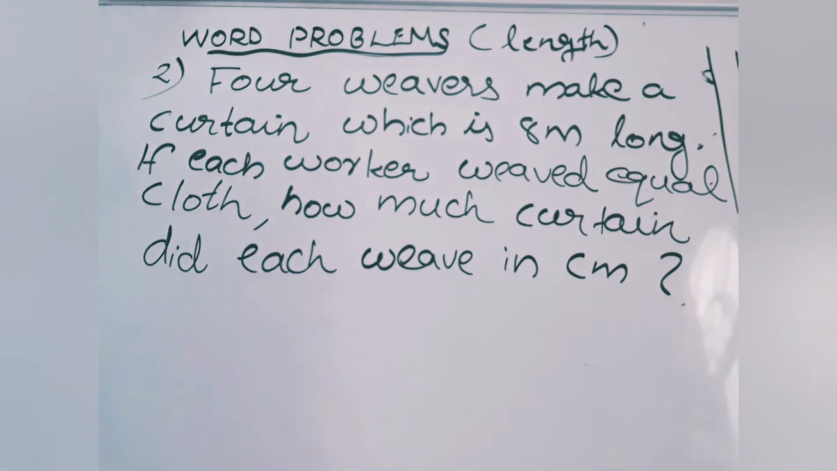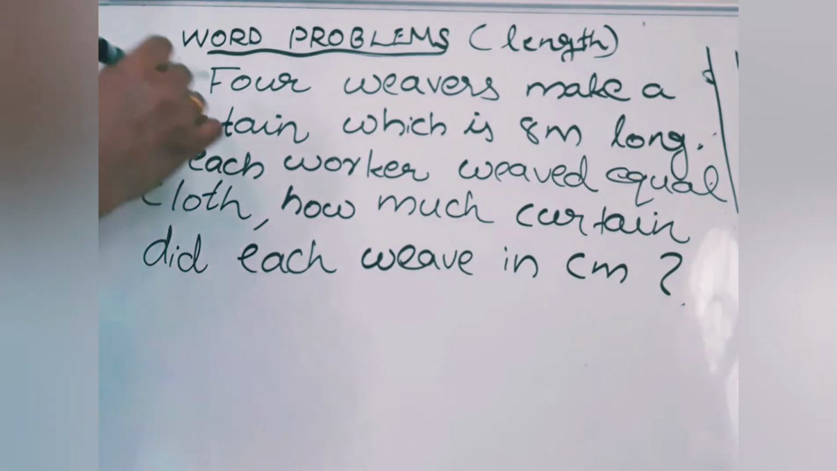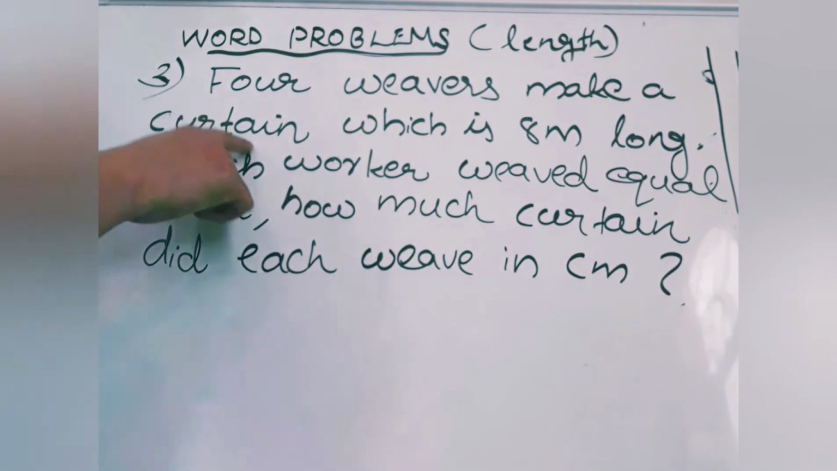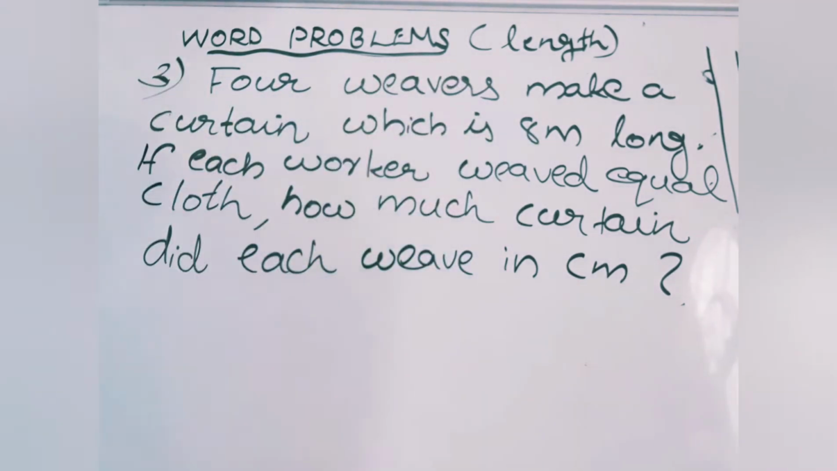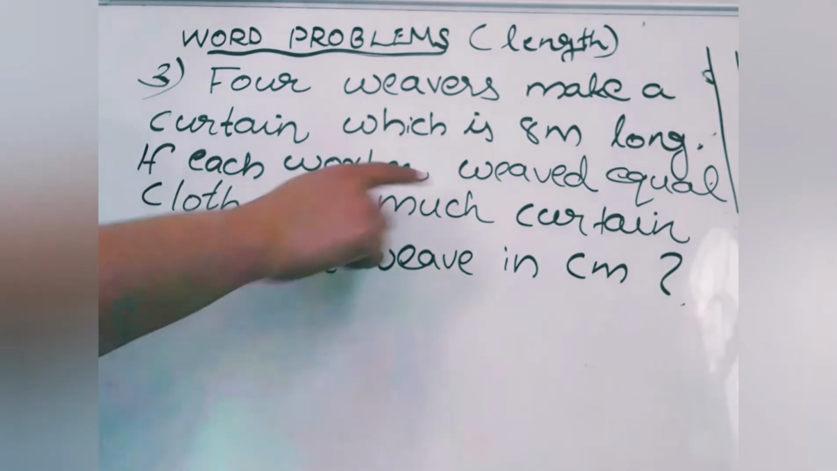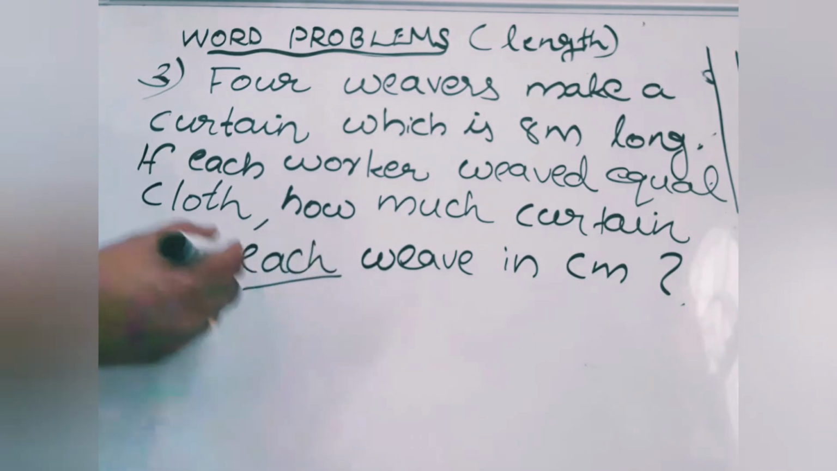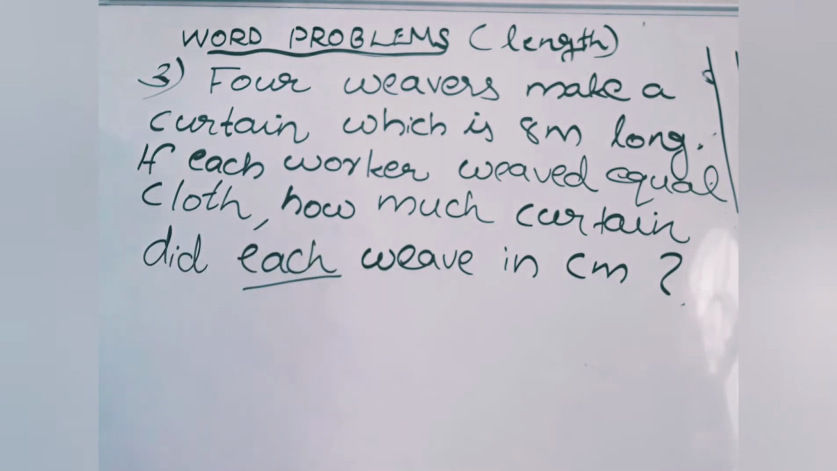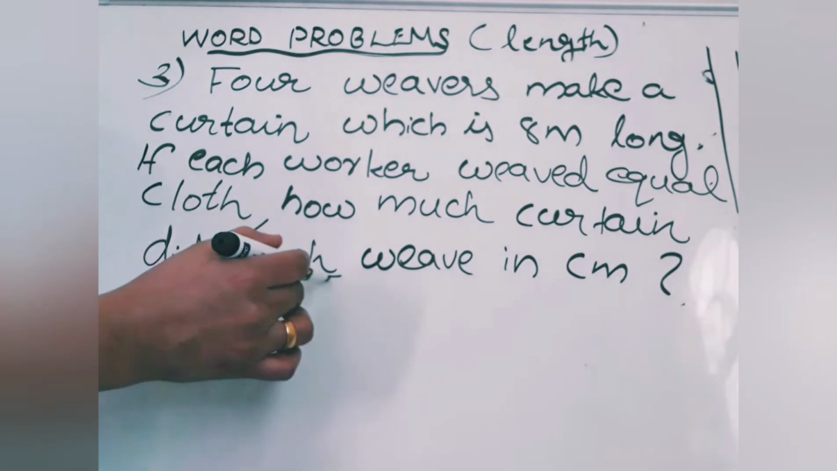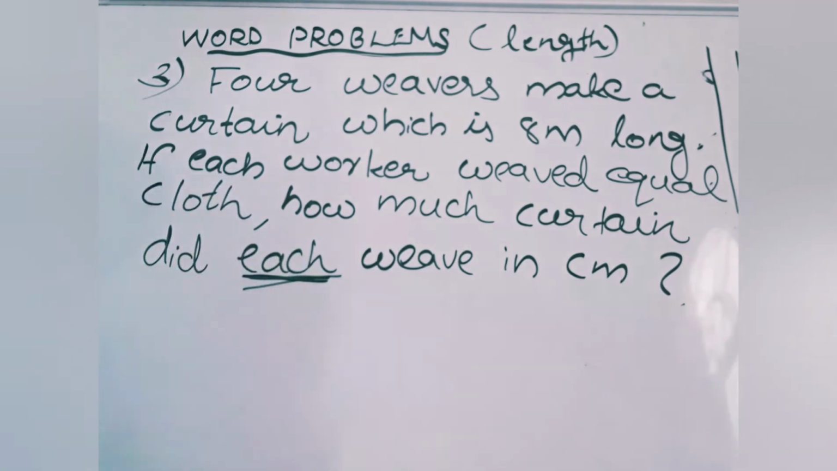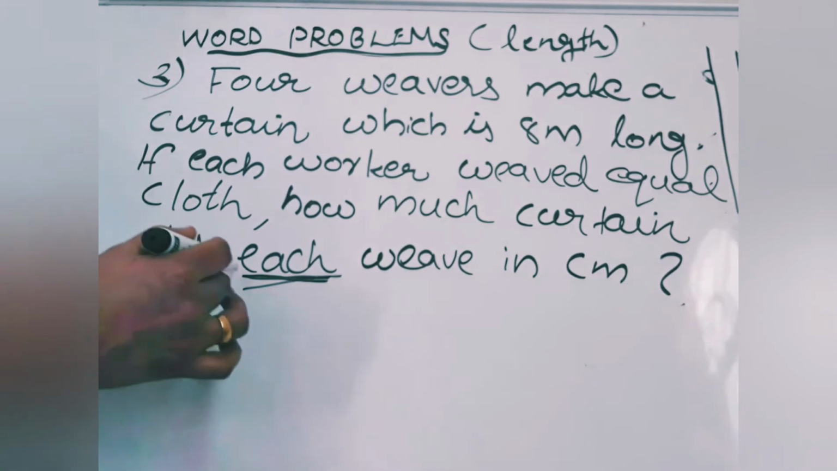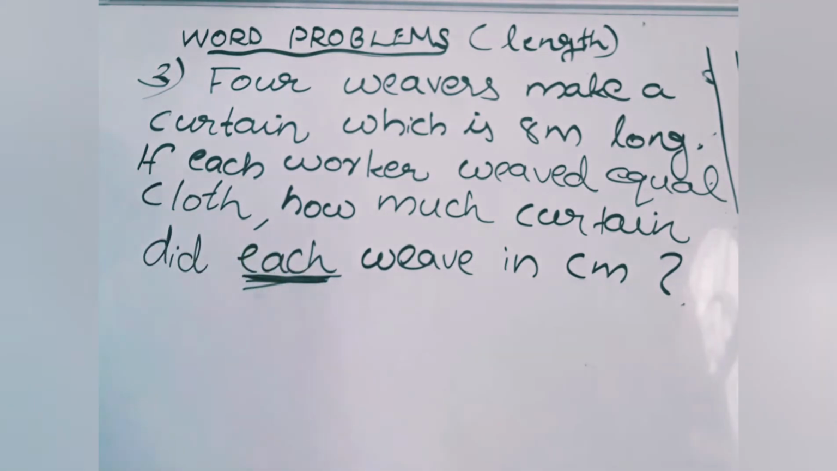Number 3. 4 weavers make a curtain which is 8 meter long. If each worker weaved equal cloth, how much curtain did each weave in centimeter? Each. I told you already in division word problems, the last word will be there. Which one? Each or one. How much will be in one box, how much will be in each box, like that. So each will be the keyword when you understand division word problems.